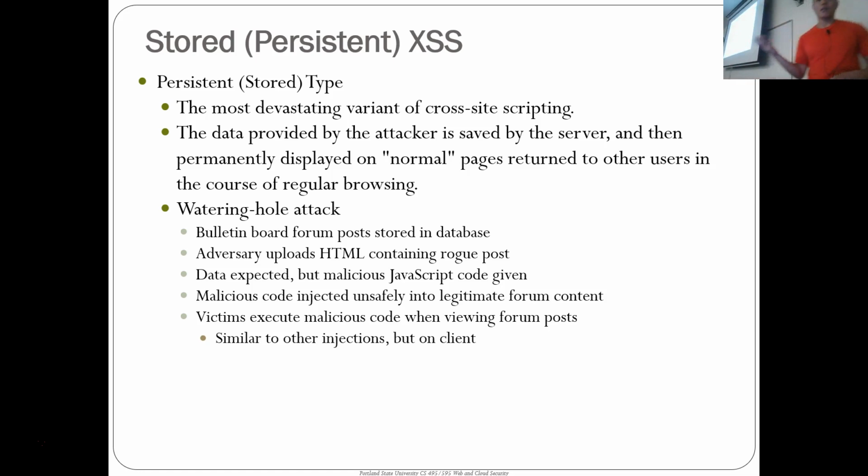Say it's a bulletin board that everyone looks at in the morning, and these forum posts are stored in a database. If the adversary uploads a rogue post that's got malicious HTML that includes this JavaScript code, then even though the bulletin board is expecting just data to be given, malicious JavaScript is instead injected into the database, and then the victims viewing the forum post will actually execute that JavaScript in their page context.